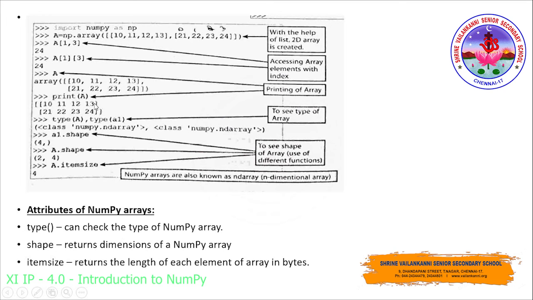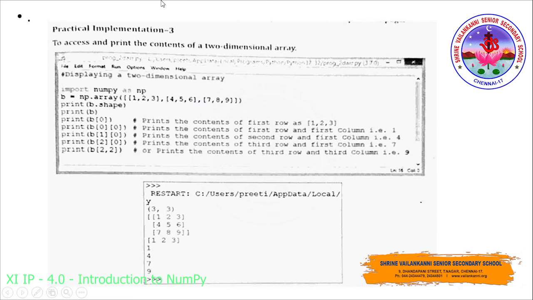It returns the dimensions, the number of elements which you can store inside the array, right? And item size actually returns the length of each element of the array in bytes. Length of each element of the array in bytes means in one row how many elements you can store in an array. That represents the item size. Clear? And a few more examples they have given.